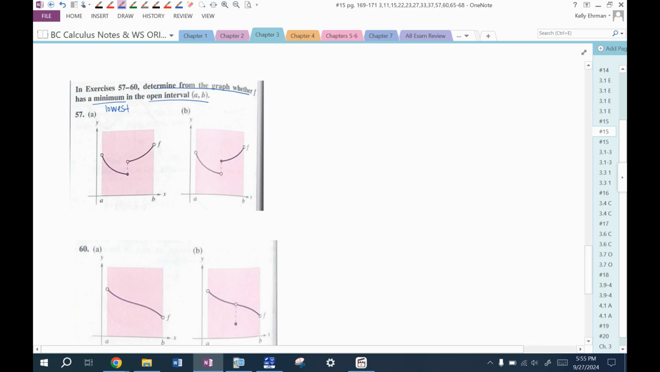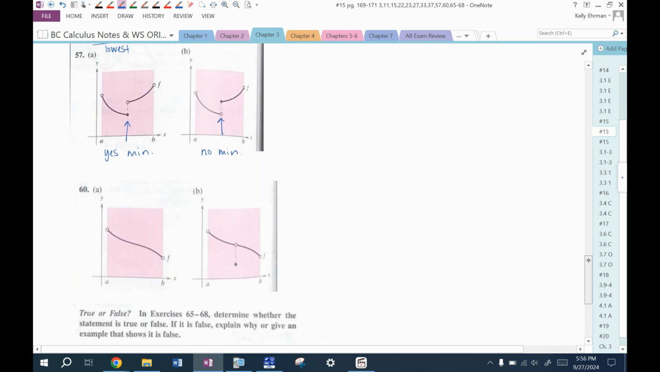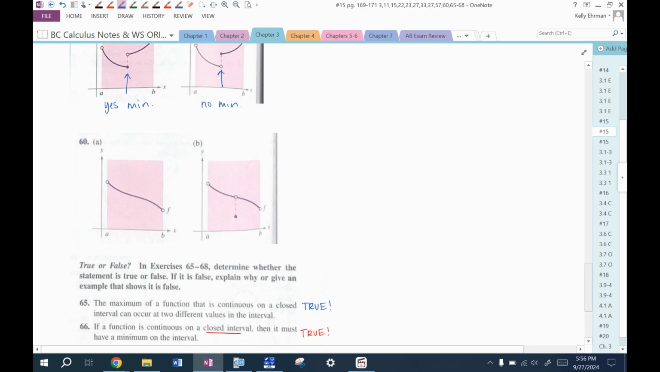So if f is going from A to B, even though that interval is open, there is a lowest value here. It's right here. So yes, there is a minimum. We can't see what it is. I don't have any information about it, but it exists. Whereas here, because the lowest point on the graph ends in an open circle, there is no minimum. If what would be the lowest point is open, then that point doesn't exist.